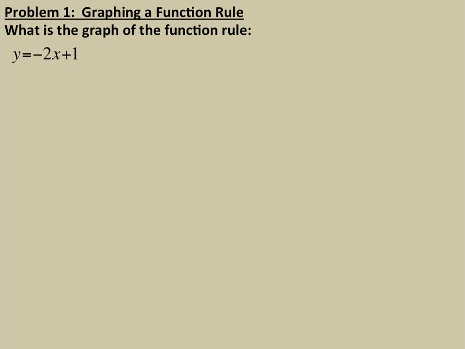All right, here we go. First thing we got to be able to do is graph a rule. So they gave us a rule, y equals negative 2x plus 1, and I need to graph it. So the easiest thing to do is to make a table.